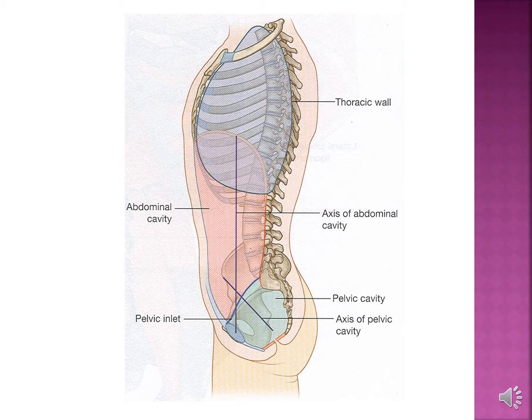When we compare it with that of the abdominal cavity, we can appreciate how the axis of abdominal cavity and pelvic cavity make a certain angle. So this is the continuation of abdominal peritoneum and the pelvic peritoneum. So they are combinedly called the abdominopelvic cavity.